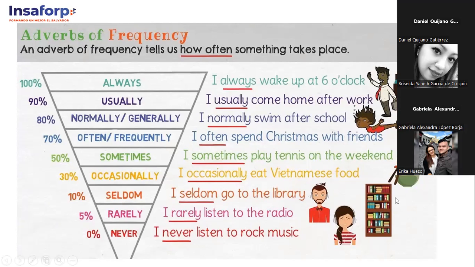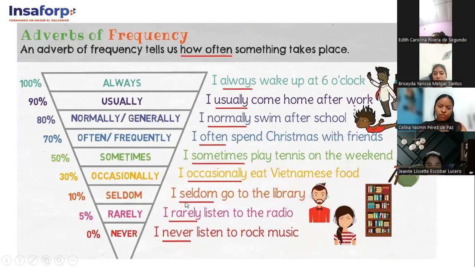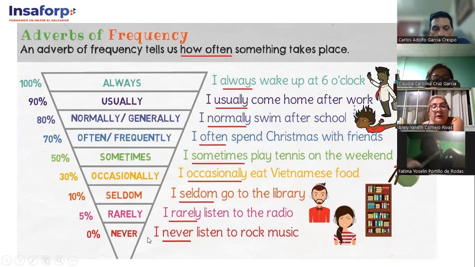Let's see. Daniel Quijano. I seldom go to the library. Go to the library, okay. Edith Carolina? I rarely listen to the radio. And the last, Amalia? I never listen to rock music, okay. So you can see subject, adverb of frequency, and verb, right?